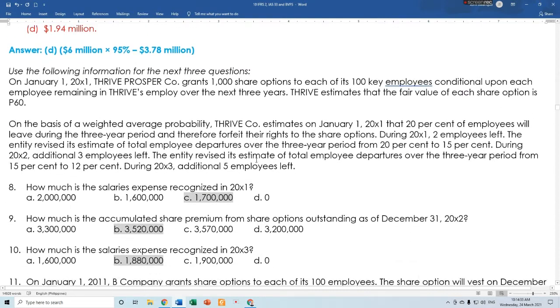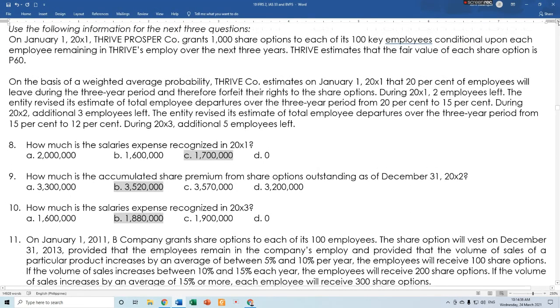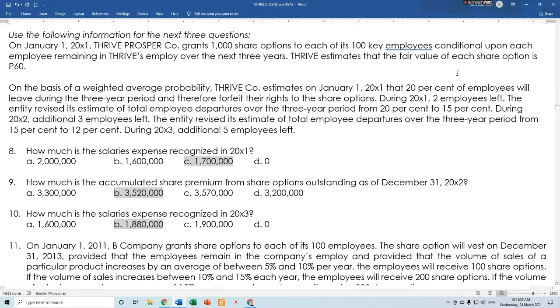Okay, we go to the next set of questions. Use the following information for the next 3 questions. So on January 1, 20X1, the company grants 1,000 share options to each of its 100 key employees, conditional upon each employee remaining in the company's employ over the next 3 years. So vesting period 3 years. The fair value of each share option is 60 pesos. So huwag mo nang tanungin kung saan nanggaling, at least binigay na meron 60 pesos. On the basis of a weighted average probability, the company estimated on January 1, 20X1 that 20% of employees will leave during the 3-year period and therefore forfeit their rights to share options.